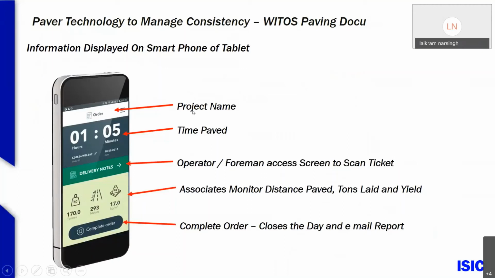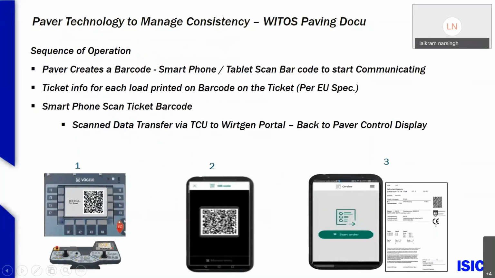And then he can use his smartphone to monitor. He would see the project name, the time paved, the operator, and I'll go later into what this blue strip and this green strip are used for. During the day, he can monitor his tonnage, his distance, and his density. At the end of the day, he hits complete order. I'll come back to that. So the paver creates a barcode. With a smartphone or a smart tablet, you scan that barcode. That smart device now becomes part of the system, communicating directly with the TCU built into the paver.